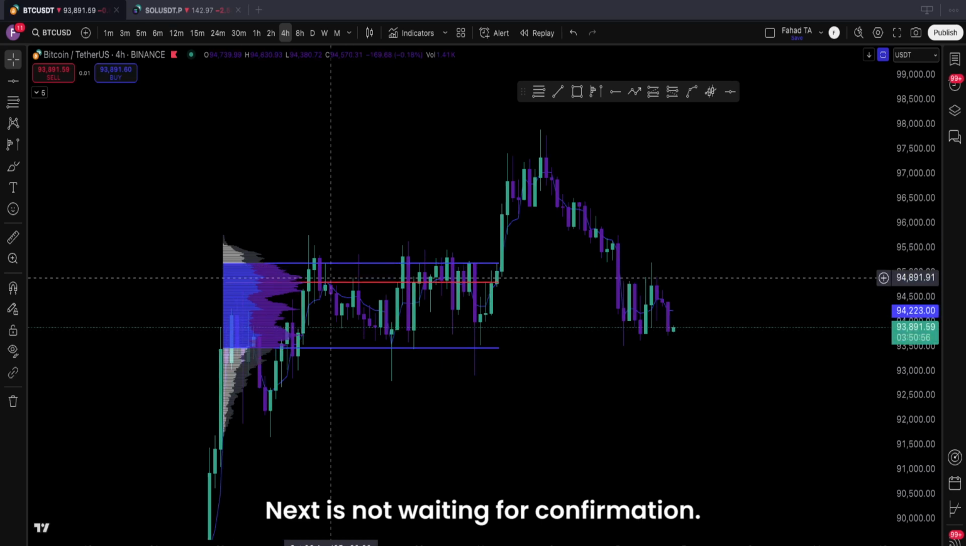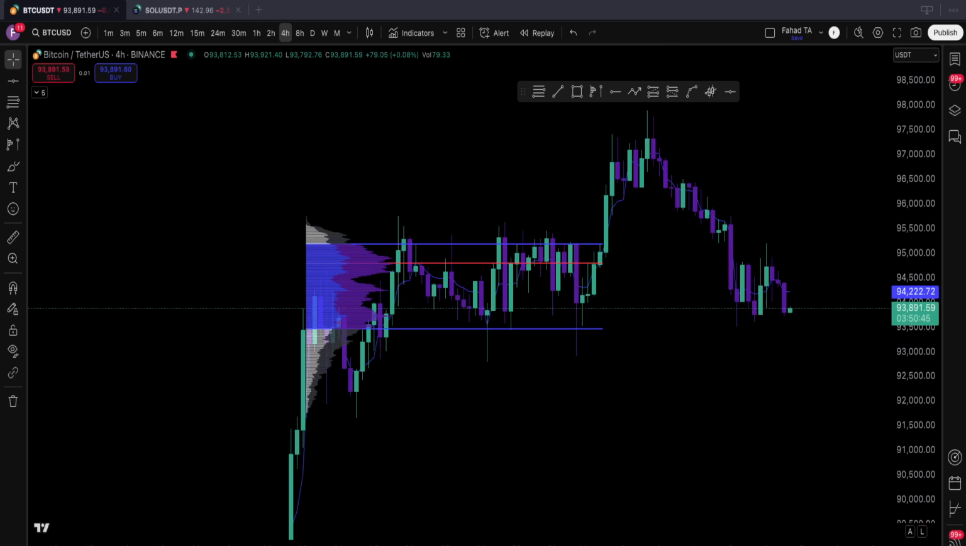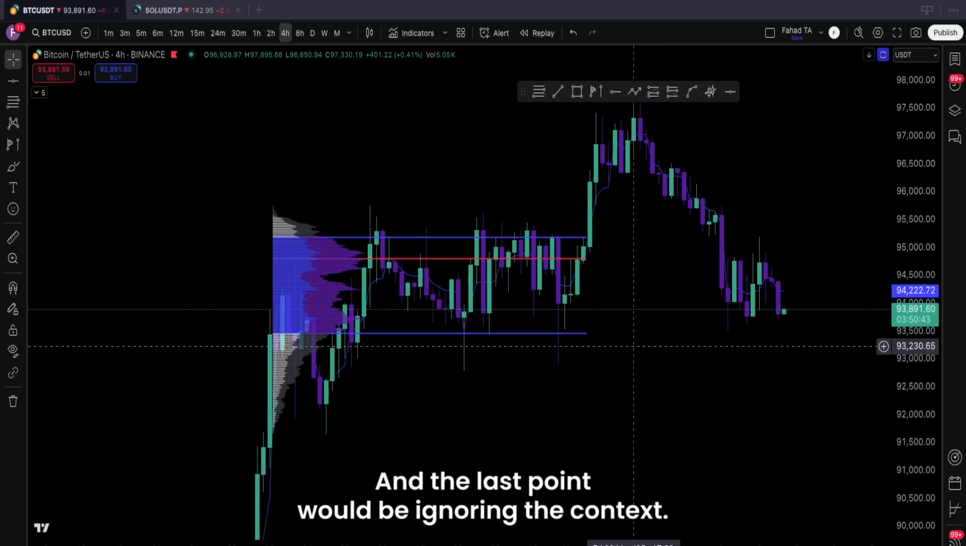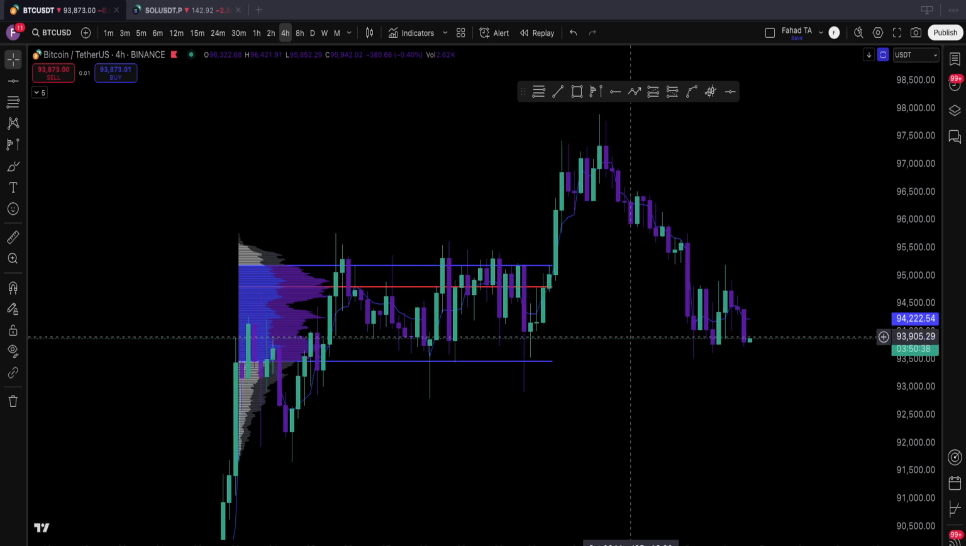Next is not waiting for confirmation. As I was saying earlier, you always want to have good confirmation no matter how strong your levels are. You always want to wait for confirmation. And the last point would be ignoring the context. Let's say you're in a trending market, and the market is pushing towards the upside. Just because you have your volume area high as a resistance level, you do not want to short it, because you cannot be trading against the trend. That's the most important part of this tool. You do not want to be using it against the market. Do not ignore the context of the market.